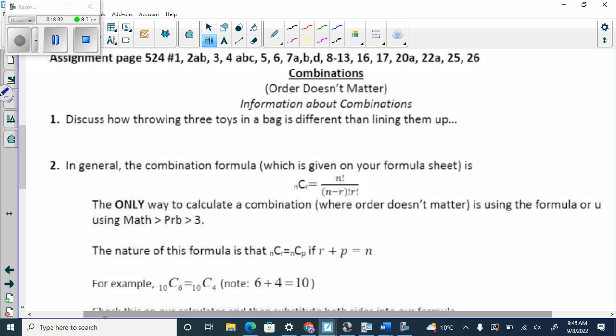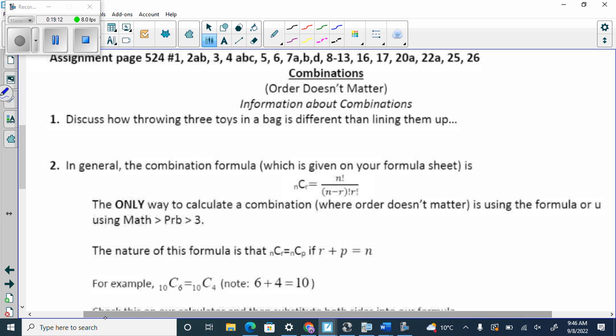Permutations, order matters, we agree? Combinations, order doesn't matter. So we're going to look here, discussing how throwing 3 toys in a bag is different than lining them up. How is it different? Okay, here's my 3 toys. I'll make them different colors. Here's my bag. How many ways could I do that? 1. I just did it in 1, right? So if you're taking all the toys, toss them in your backpack, and scoot on your way, you can do that 1 way. We agree?